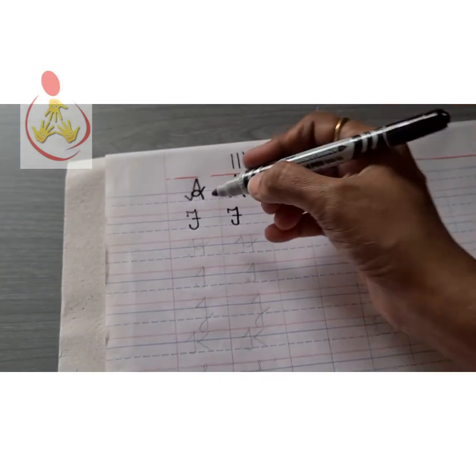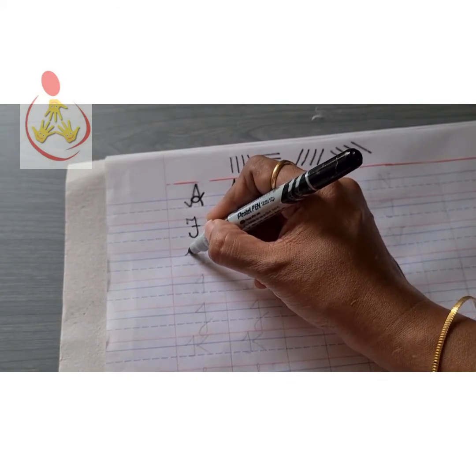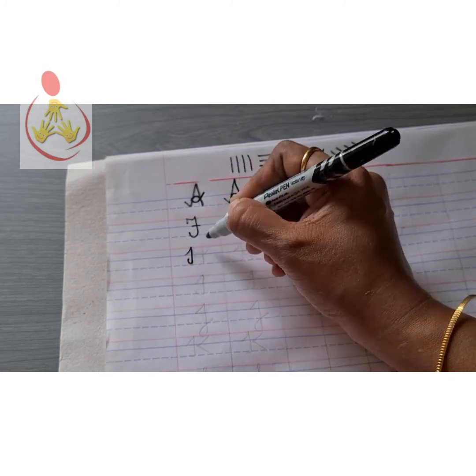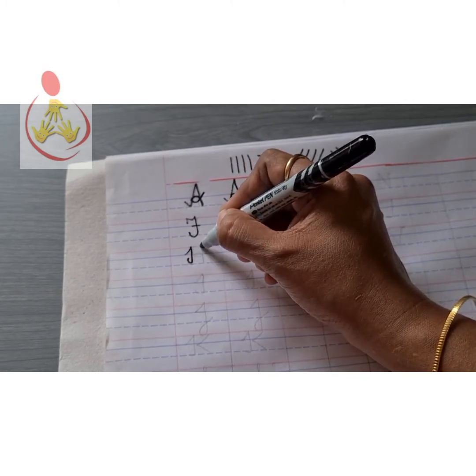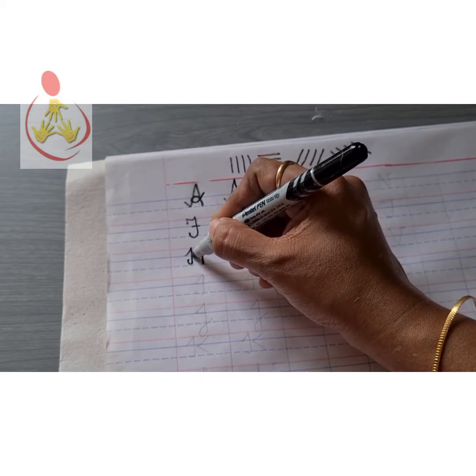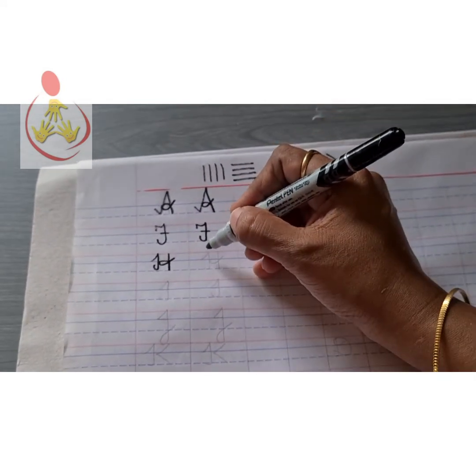That is F. H, we start from the first blue line, go up to the red line, come straight down and a turn and leave some space and bring down another line, travel up on this line till the first blue line, take a turn and leave it there. That is H.